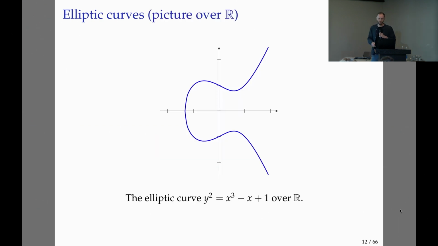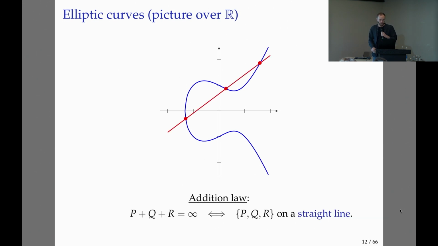And indeed, a picture that people often show is this. So plotting everything over the reals, you get a curve. This is defined by this equation, x cubed minus x plus 1 equals y squared. And the addition law actually has a very nice geometric interpretation. So it's defined by the criterion that 3 points have 0, or I mean, the point at infinity as their sum, if and only if they're on a straight line. Okay? So it happens to be the case that every straight line intersects the curve in 3 points when you count the multiplicities correctly, and those 3 points must sum to 0.